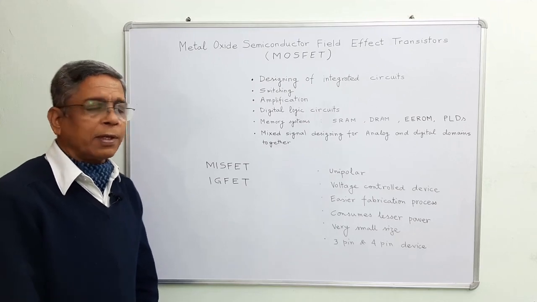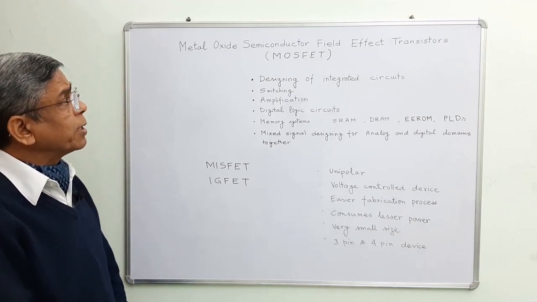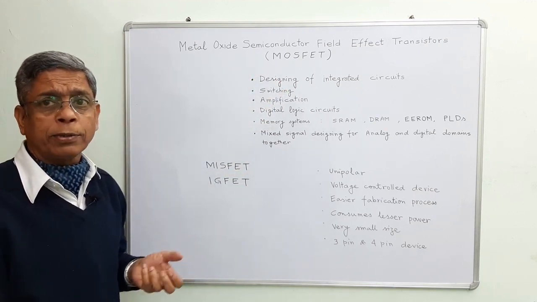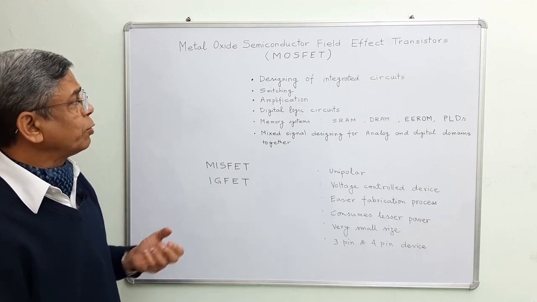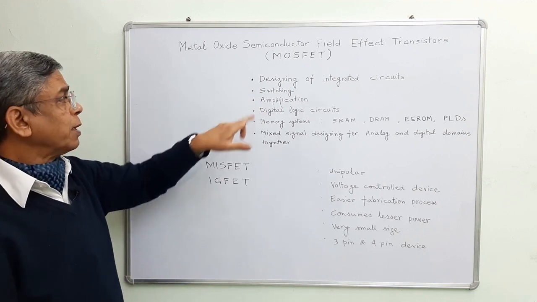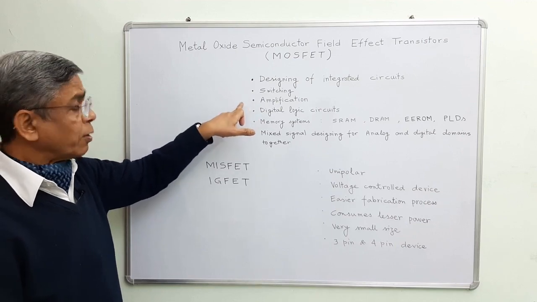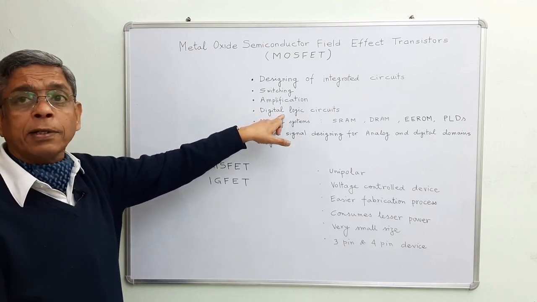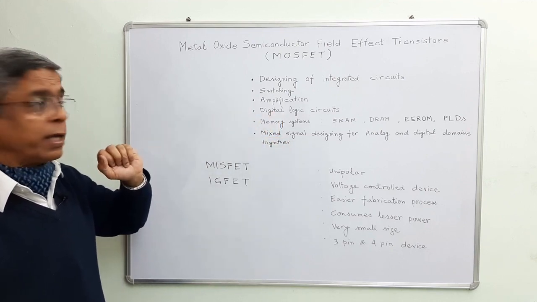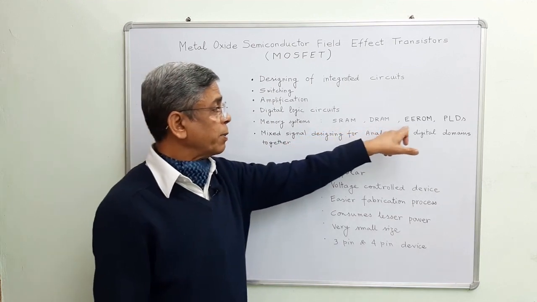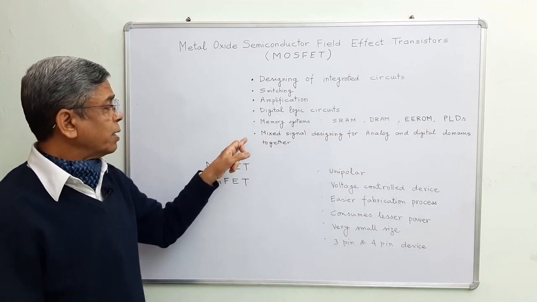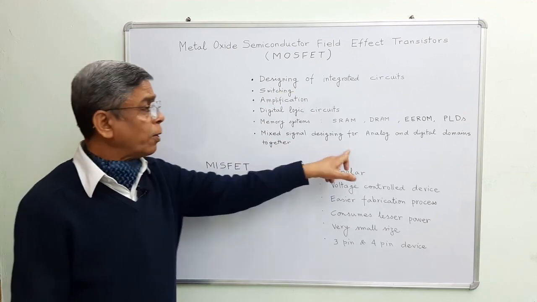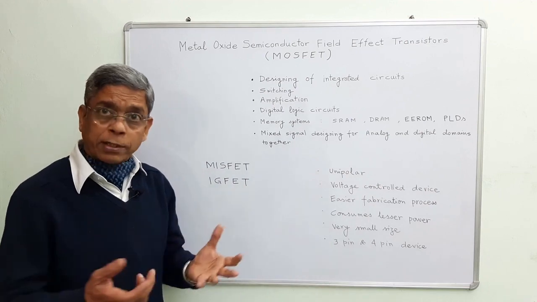In this video, I will explain the metal oxide semiconductor field effect transistor, generally known as MOSFET. This is the most widely used electronic device in the world. Basically, it is used for designing integrated circuits and switching circuits, for amplification of electronic signals, and designing of digital logic circuits, fabrication of memory systems like SRAM, DRAM, EEPROM, PLDs. And this is a very special application where mixed signal designing is used for analog and digital formats together.